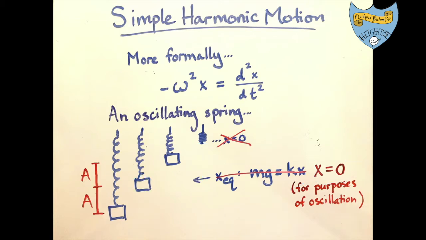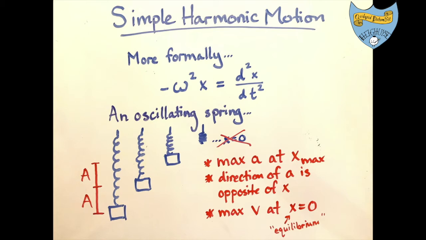Therefore, if x equals 0 is the middle position, then the top position would be x equals, say, positive A, where A is for amplitude, and the bottom position would be x equals negative A. It is always true for any type of harmonic oscillation that you get the maximum acceleration when the position from equilibrium is the greatest. It's also always true that the direction of the acceleration is opposite of the displacement, again, relative to the equilibrium position, right?